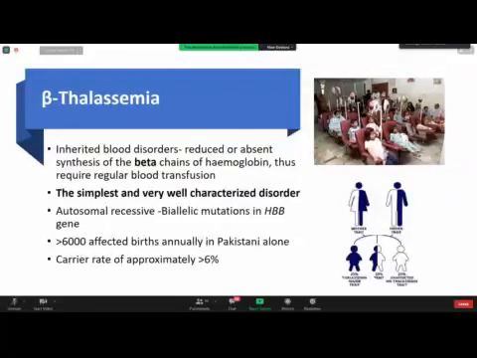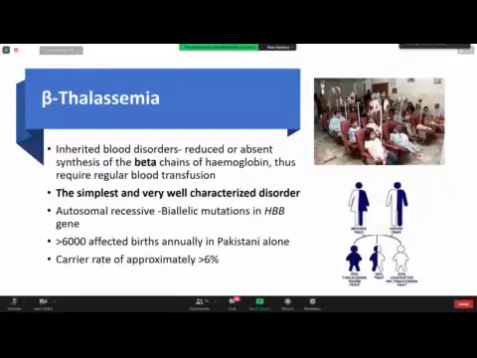So beta thalassemia is a blood disorder. Beta hemoglobin की oxygen carrying capacity नहीं होती, and that's why the patient has regular blood infusions. And again, as I earlier mentioned, this is the most common genetic disease, rare genetic condition in Pakistan. So it's an autosomal recessive disease, and around 6,000 affected births annually in Pakistan alone. And Pakistan has a carrier frequency of more than 6%.